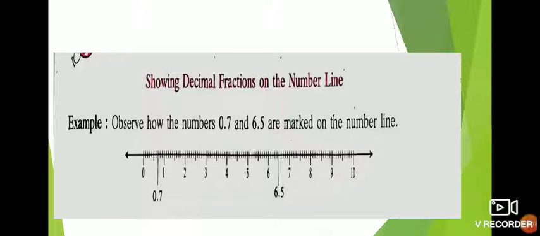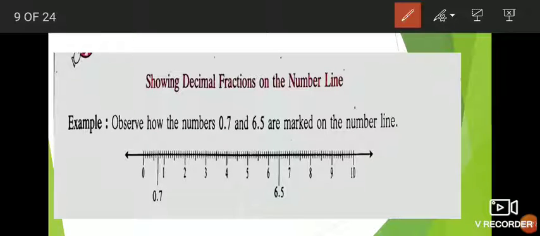Okay. Now showing decimal fractions on the number line. This is just a recall from last year. Okay, how to show the decimal fraction on the number line. Now see here, observe how the numbers 0.7 and 6.5 are marked on the number line. Now I think all of you have seen your scale. I know all of you have a scale.